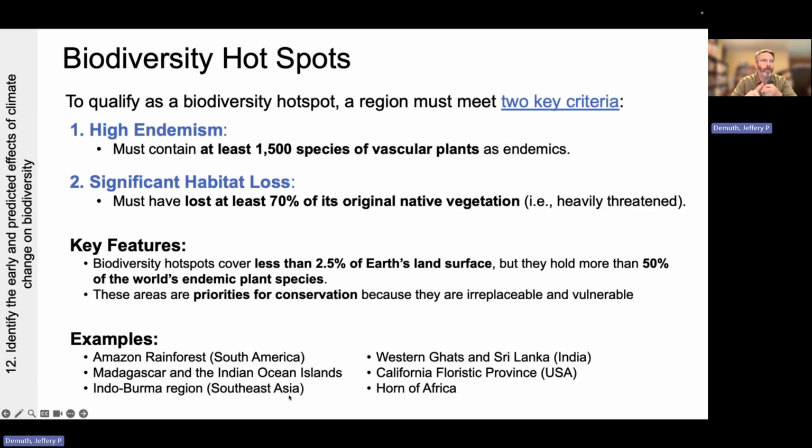Like I said, the two key criteria are that it has high endemism. That is, it's got 1,500 species of vascular plants, and it's defined on vascular plants just because those tend to be, especially in most of these hotspots, the indicator species. At least 1,500 of them are endemic, and endemic means they're just native to that region. And then the second thing is that at least 70% of the original native vegetation is lost. So they're heavily threatened. That's what I meant on the previous slide about them being defined by being in trouble. It's what makes them a hotspot, not just the fact that they have lots of species.